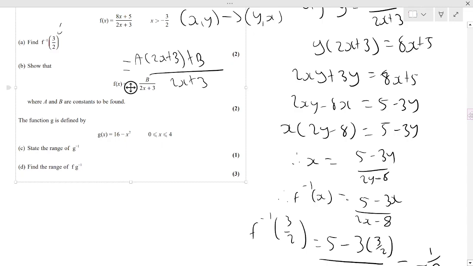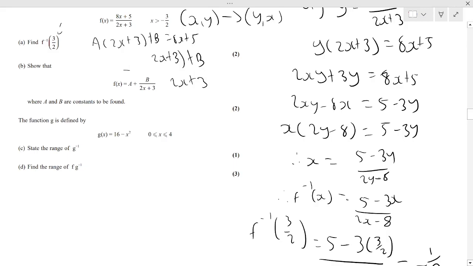The numerator has to equal the numerator here because the denominator is the same. So that means a of 2x plus 3 plus b would equal 8x plus 5. Then you do the normal method, like partial fractions like we did earlier. You could substitute two values of x in to get a and b, or compare coefficients, and then you can find a and b that way.